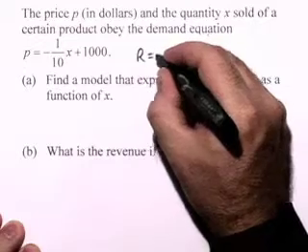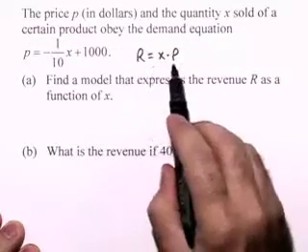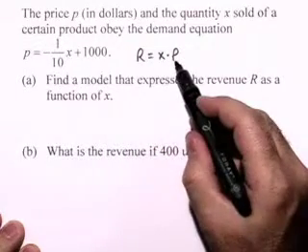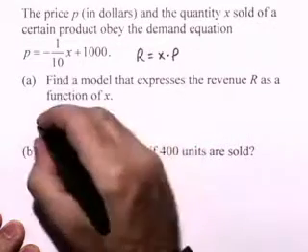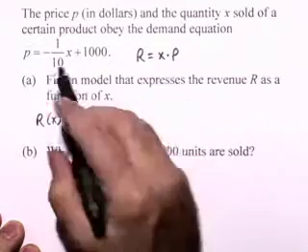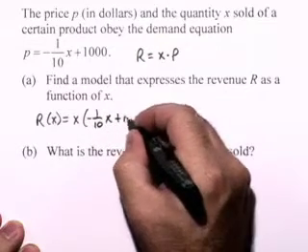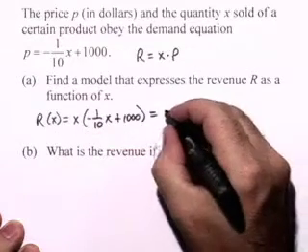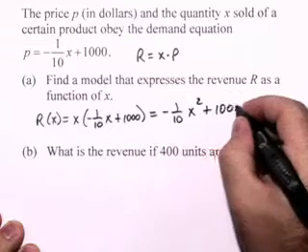Recall that the revenue is given by the product of the quantity and the price per unit, that is R equals X times P. Since we want R to be a function of X only, we need to express P in terms of X. Now it's given to us here as our demand equation, so we can write R of X is equal to X times, and we'll use our expression here for P, negative 1/10 X plus 1,000. And so our revenue function R of X is negative 1/10 X squared plus 1,000 X.